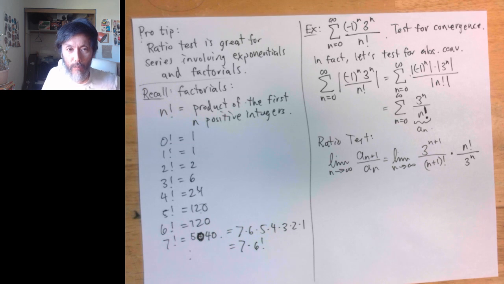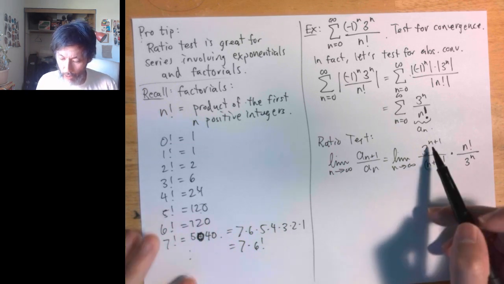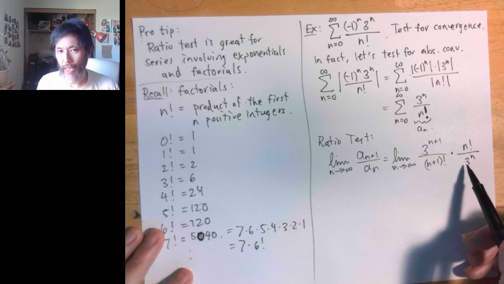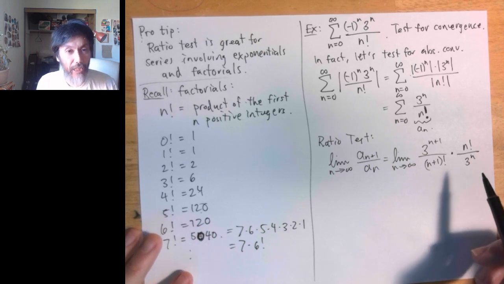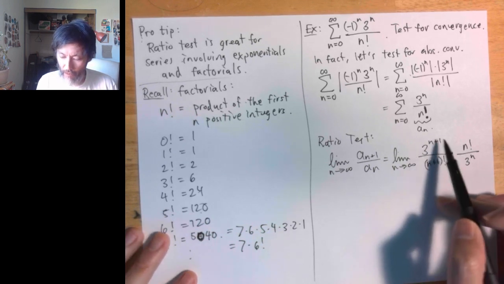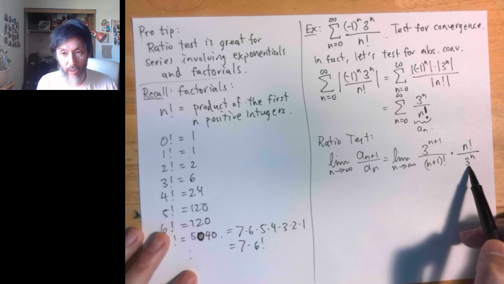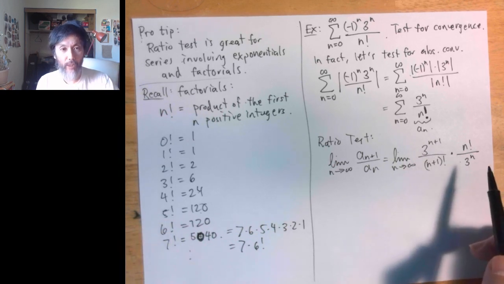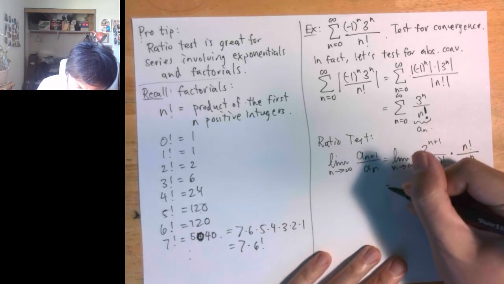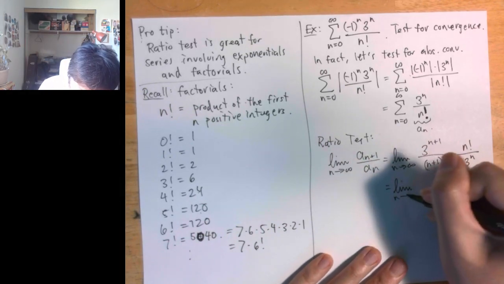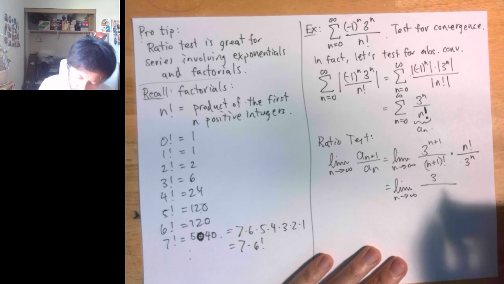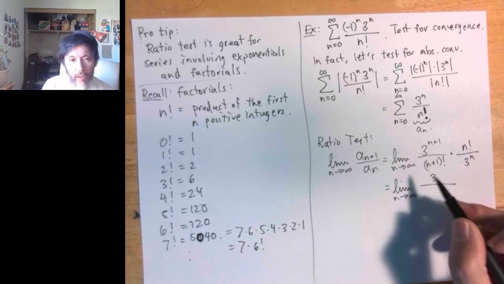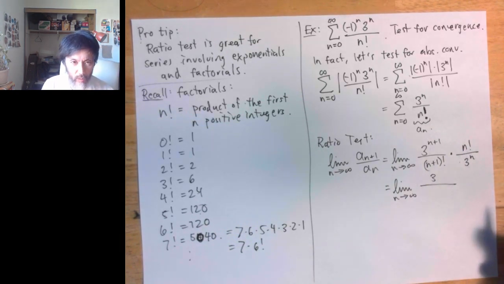Now this is an important moment. So 3 to the n plus 1 over 3 to the n, what is that equal to? Well, that's just 3, right? This is one factor of 3 greater than this one, so these two cancel and become just a 3 upstairs. And how does n factorial over n plus 1 factorial work?